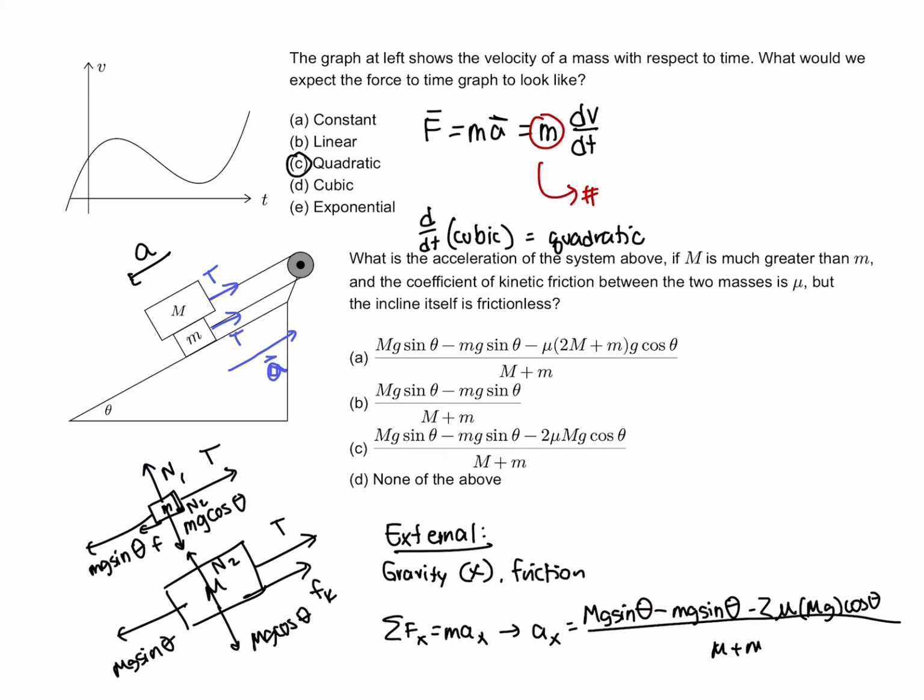And we're getting 2 mu Mg cosine theta because the normal force N2, which is the one determining the friction, because it's friction between the blocks, is just equal to big Mg cosine theta, because once again, it's in vertical equilibrium. And this is our answer, which is choice C. Note that choice A is a trap because it specifically says that the incline itself is frictionless, and at first glance, this answer choice is accounting for friction on the incline. That's what this addition here is.